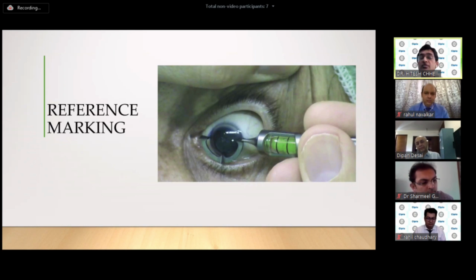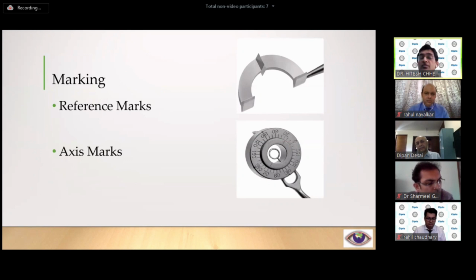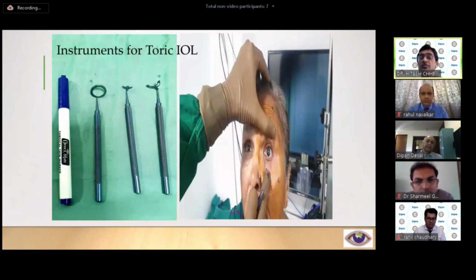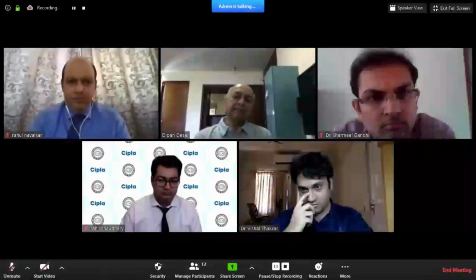I just share a small video of this. This is the left eye of the patient, 65-year-old, and the intended axis is 155 degrees. Whenever I implant the IOL, there is a slight degree of rotation clockwise.